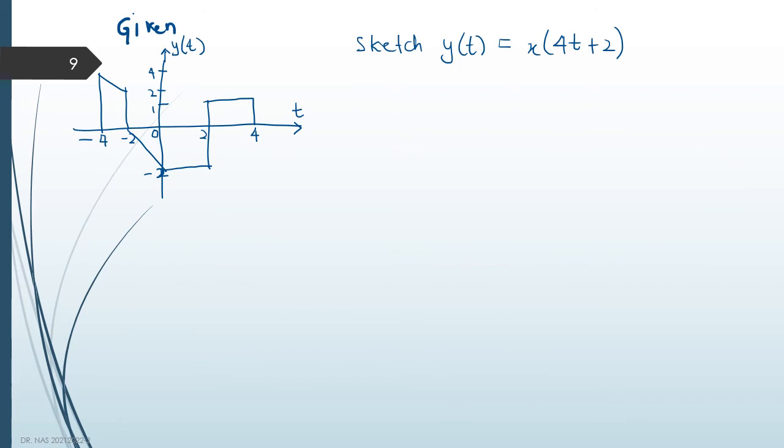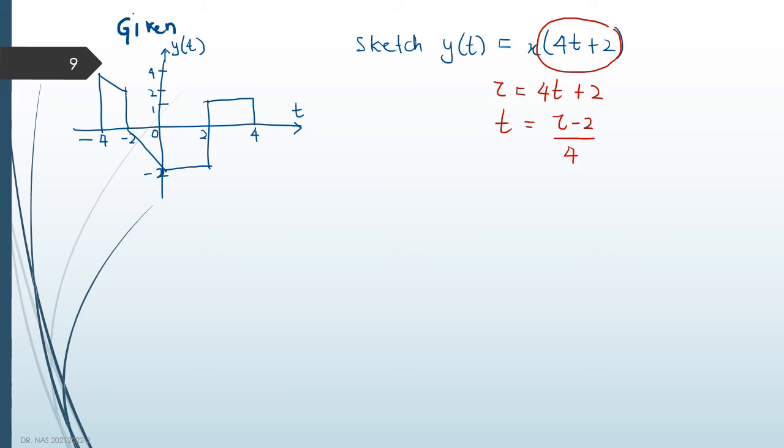Okay, let's have another example. Given a signal as shown, you need to sketch a new signal given by this equation. From the equation you can determine what is the tau. In this case tau equals 4t plus 2. So what is your new t? It equals (tau minus 2) divided by 4.